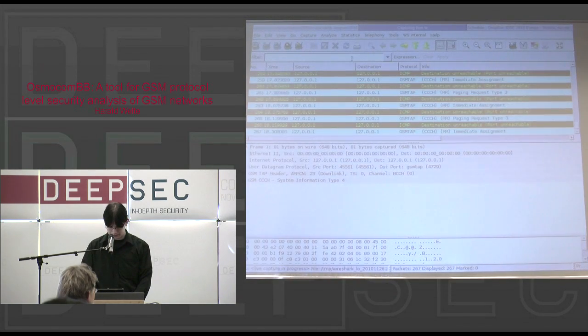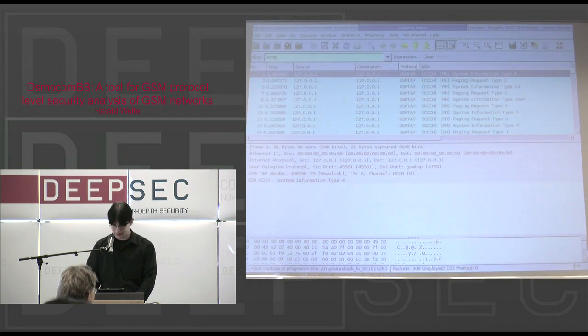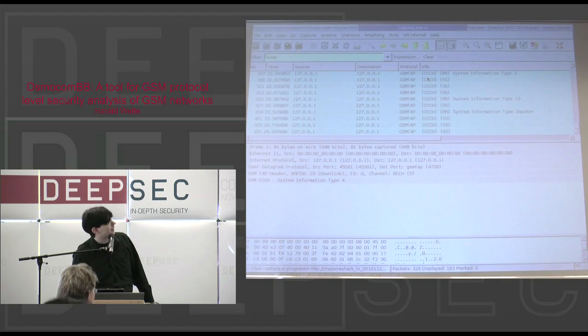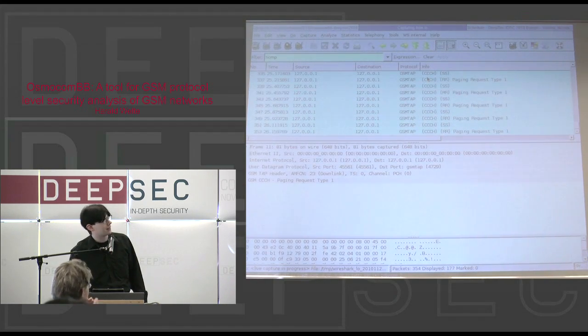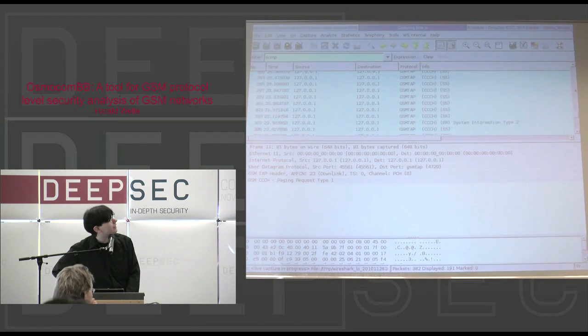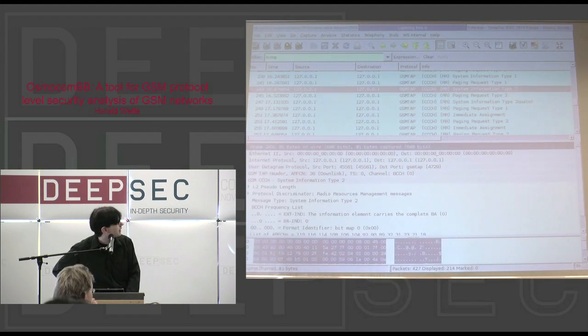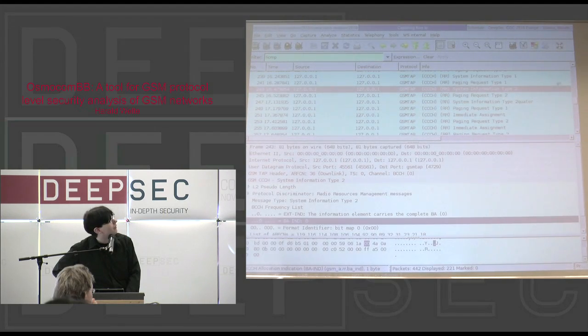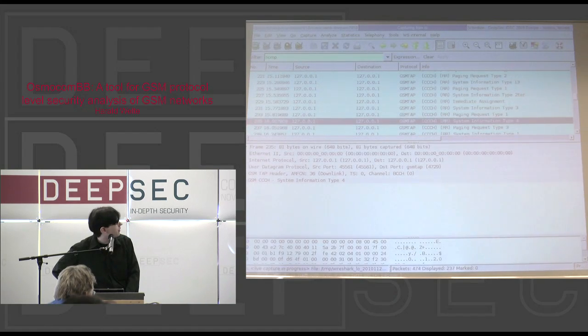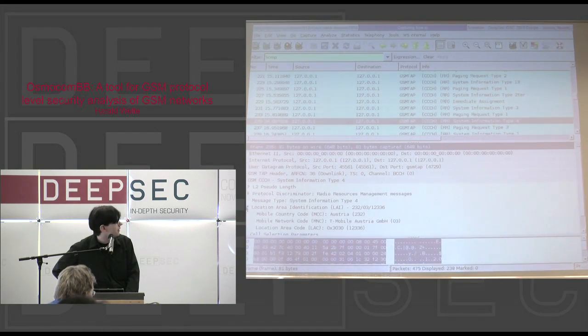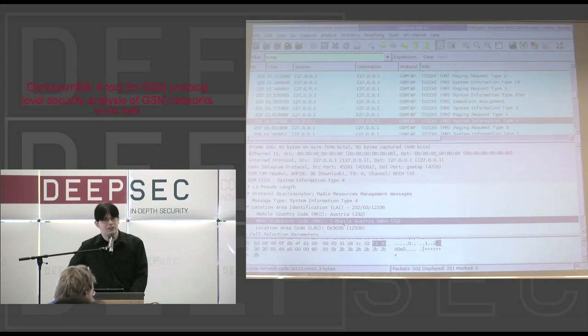If we look here, in this Wireshark instance, we see the real-time messages that the telephone receives from cells. And we see all kinds of messages that are going on. For example, here we see a system information type 2 that indicates the neighbor channel list. We see system information type 4, which tells us what the cell actually is. This one is a T-Mobile Austria cell that is received here.